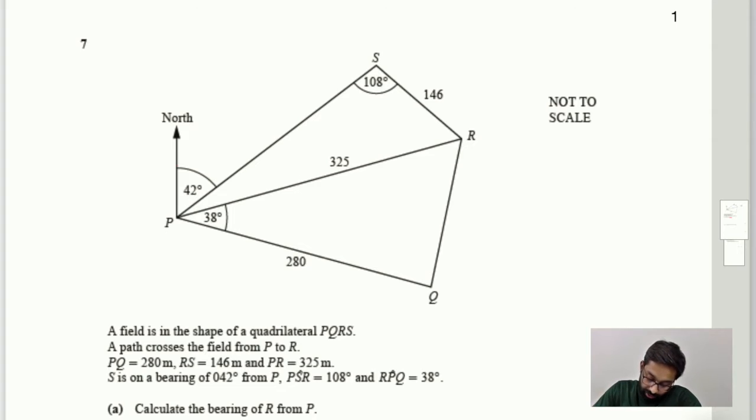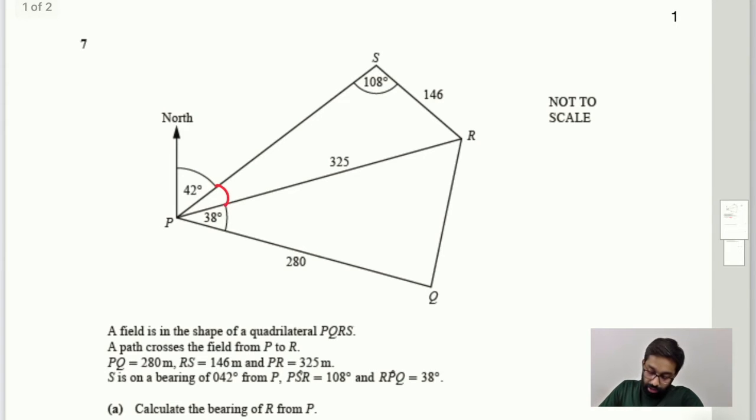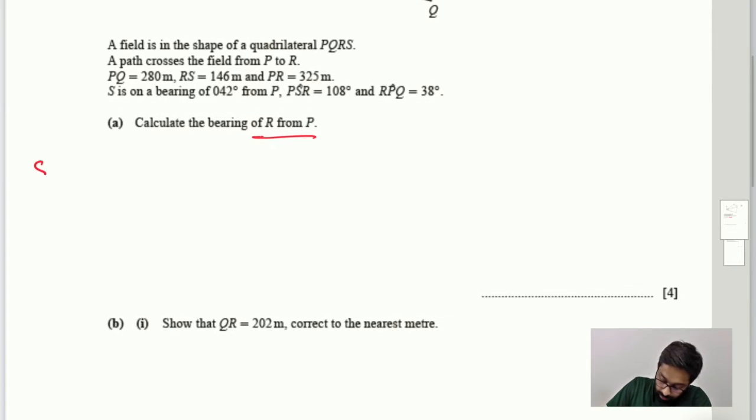That means they have asked us to find this entire angle. We have this angle right here, but we don't have this angle. This is what we need. So let's try to find this angle. How do we find this? The simple way of doing this is using the sine rule. So let's write it down.